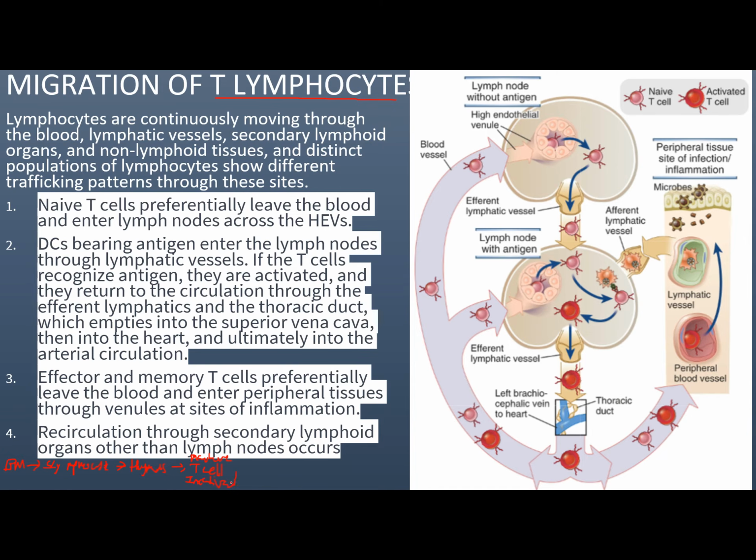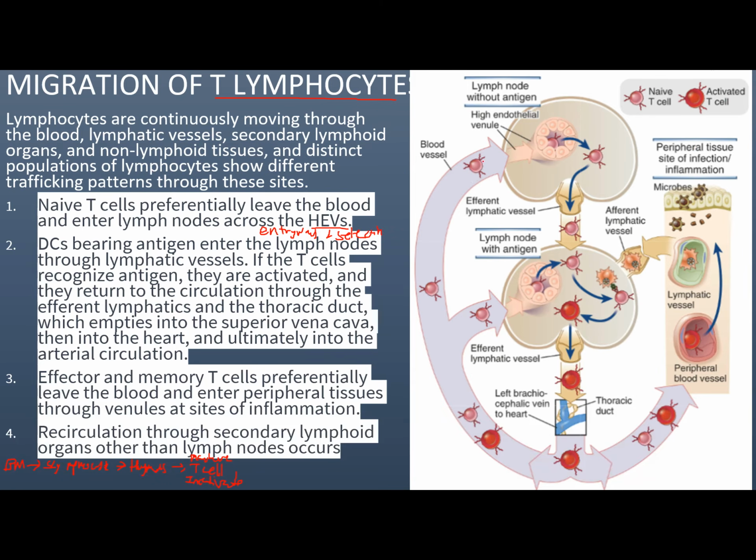Now, the inactivated or naive T cell, class, would leave the blood and enter the lymph nodes through the high endothelial venule. As mentioned earlier, this is the entryway of your lymphocytes, of your T cell and B cell. Now, the entryway would be guided by the L-selectin. So let's go to the picture, class, to understand.